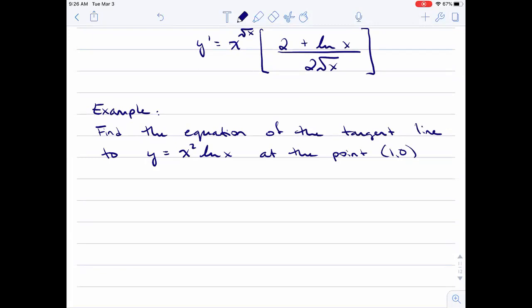So if I have to find the equation of a tangent line at some point, that means I know the point, which if I want to use the point slope form of a line, all I need to know is the slope at that point. The slope of the tangent line is the derivative with respect to x. And so what we can do is find the derivative of this thing, evaluate it at x equals 1, and then that's our slope. So here we go.